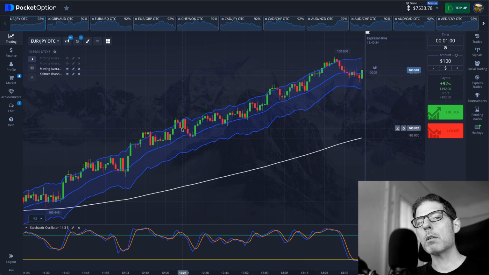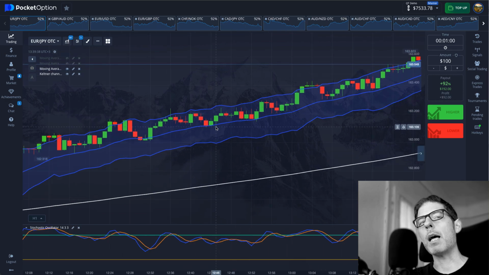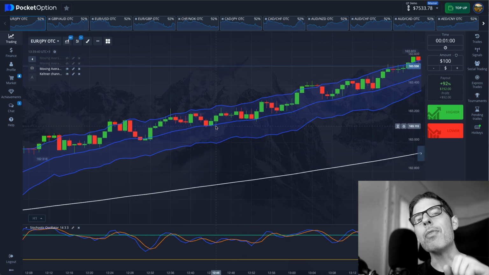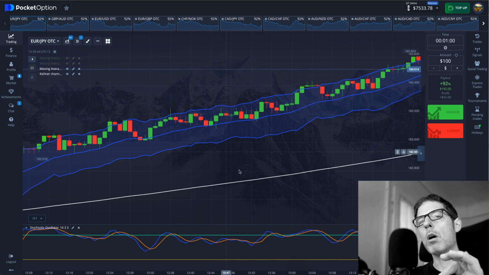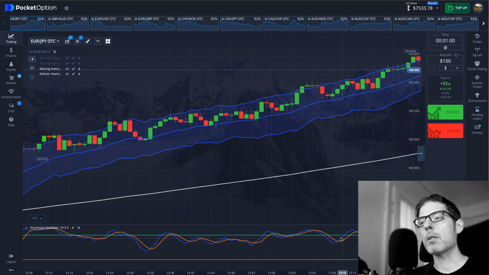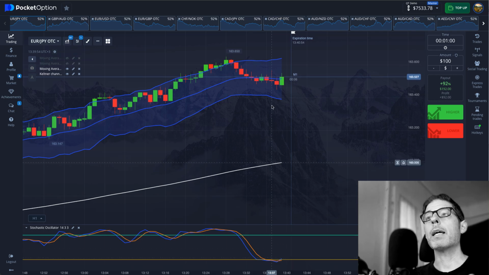All we're doing here, guys, is waiting for the price to come down to the middle line of the Keltner channel, and then we want to enter. That's all you have to do. But you can also look at the stochastic oscillator to see if the price is overbought or oversold, which is a good indicator, like in this way right here.